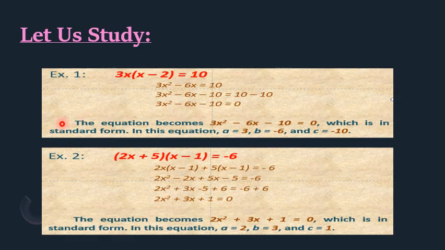So balik na diri sa example number 1. So the equation becomes 3x squared minus 6x minus 10 is equal to 0. Naka-standard form na siya. So makuha na ninyo ang value sa a, which is 3, ang value sa b, which is negative 6, and the value sa c, which is negative 10.